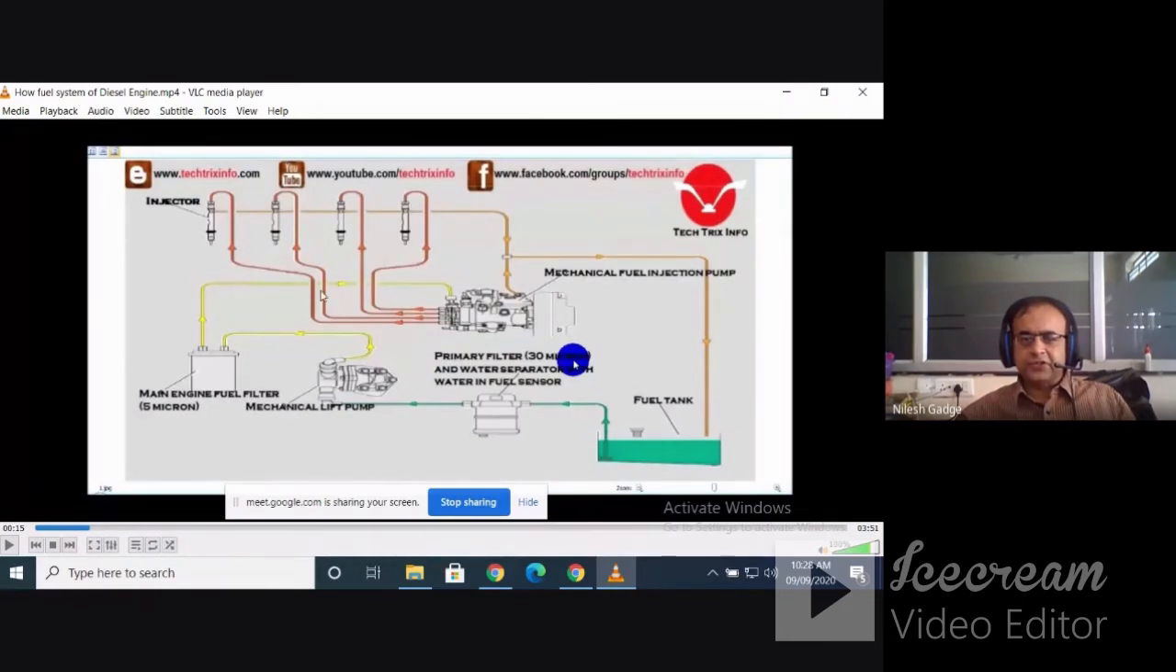Just watch this video. I have already explained all that, but just see the components. This is the fuel tank. This is the primary fuel filter. This is the fuel lift pump. This is the secondary fuel filter, and then this is the fuel injection pump. Through the fuel injection pump, the fuel goes into the fuel injection nozzles, or fuel injectors, and through these injection nozzles, the fuel is supplied in the form of spray or droplets into the cylinders. So just see this.